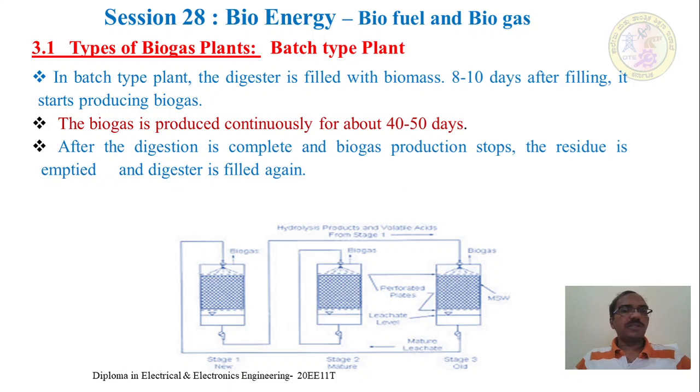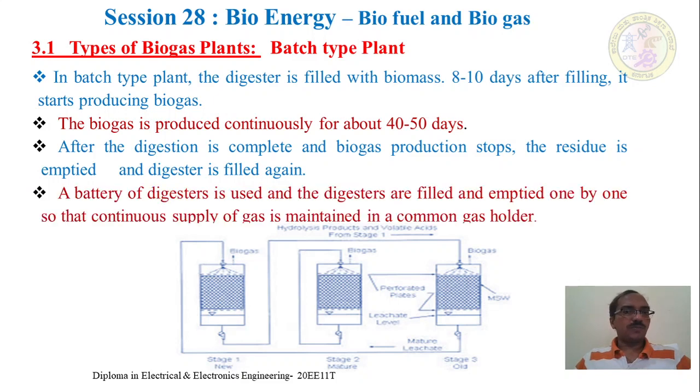And then after digestion is complete, once the gas production is complete, the residue can be taken out, which can be used as a manure, and then again it will be filled with the biomass, so that the same process can be repeated. So a battery of digesters means that the number of digester systems is more, and they are filled and then emptied one by one, so that the continuous supply of the gas can be maintained in a common gas holder.